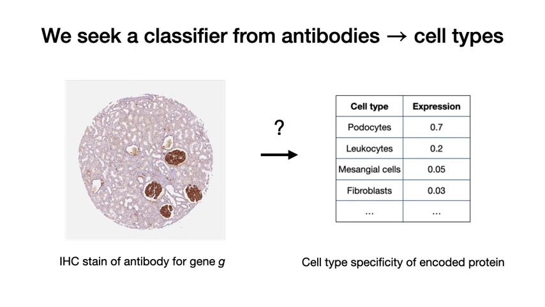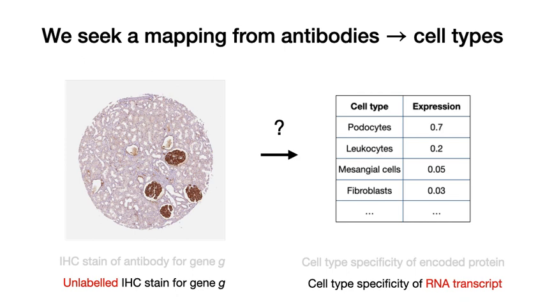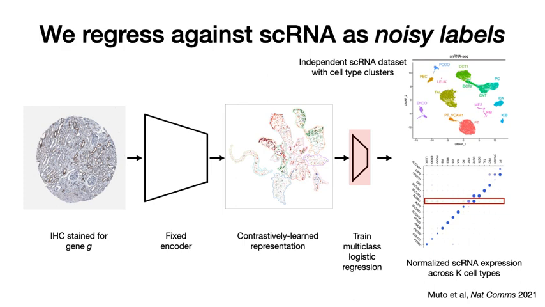Now, having learned an informative representation of IHC images that preserves biological semantics and is invariant to histological variability, we now return to our original problem, which is how to derive a classifier that sends a representation of an antibody to a cell type, using only the data we have available to us. And to solve this problem, we now make use of the noisy labels available to us from an independent single-cell RNA dataset. More concretely, for a given gene, we compute its mean expression for each of K cell types that were identified via clustering this RNA dataset from Muto et al., published in Nature Communications 2021. And we then normalize this mean expression in each of the identified cell types to unit length, so you get a vector in the K simplex.